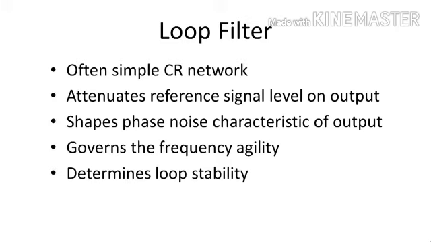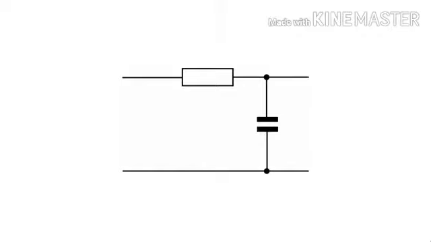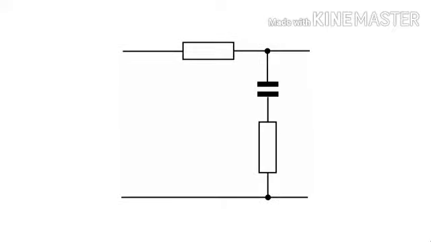Finally, there is the loop filter. This is a really key element of the design because it governs so many of the loop characteristics. It's surprising in many ways because this circuit is often no more than one or two resistors and a capacitor. Anyway, this filter does a number of things. It attenuates the level of the reference frequency appearing at the output. Its aim is to provide a near DC control voltage to the control input of the VCO. However, it also determines much of the phase noise characteristics of the output signal. It controls the frequency agility, whether it can quickly change from one frequency to another, and finally it governs the loop stability.